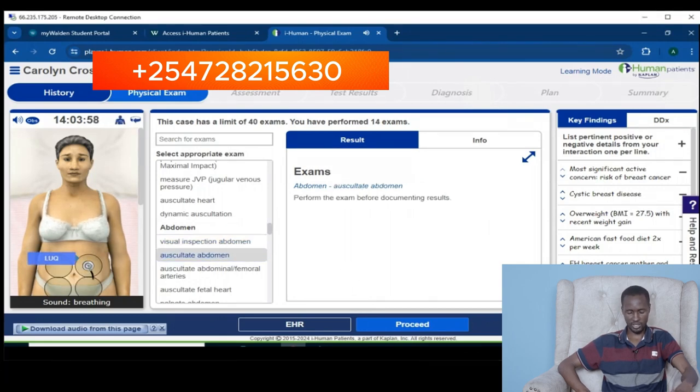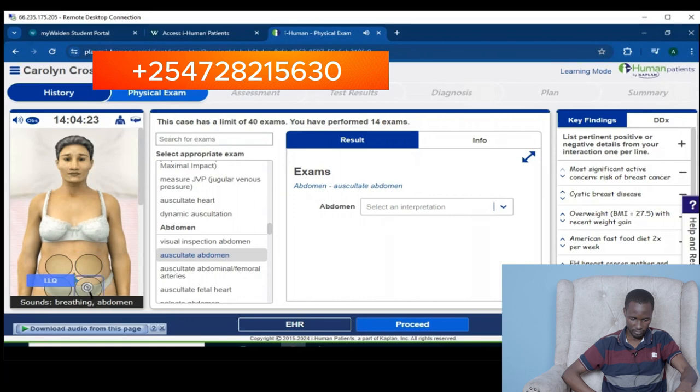2 on the right and then 2 on the left. Once you're done with that, each point always takes at least 15 seconds. So you need at least a minute to auscultate the abdomen. And then you give your interpretation as per the exam.